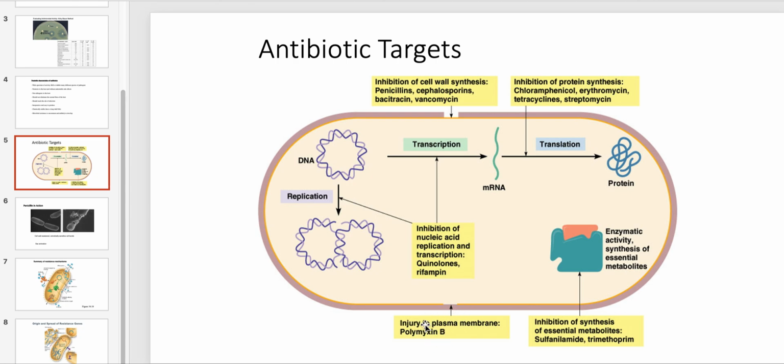Polymyxin B, which is an over-the-counter drug often added to those topical creams, interferes with plasma membrane functioning, but more specifically with a lipid that carries peptidoglycan across the cell envelope, and so as a result, the microbe can't properly assemble its cell wall.